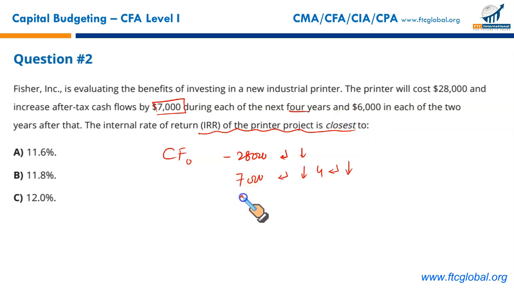Then we have a $6,000 cash flow coming after the 7,000, for the next 2 years. We'll press enter, down arrow key, and the frequency of 6,000 is 2. We press enter again and the down arrow key. Once all the data is entered in your financial calculator, you will press the IRR key followed by compute. Let me show you how it works.